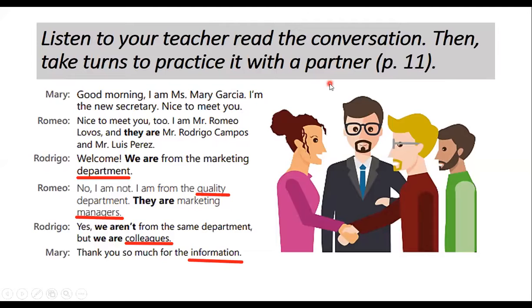Good morning. I am Miss Mary Garcia and the new secretary. Nice to meet you. Nice to meet you too. I am Mr. Romeo Lobos and they are Mr. Rodrigo Campos and Mr. Luis Perez. Welcome. We are from the marketing department. No, I am not. I am from quality department. They are marketing managers. Yes, we are from the same department, but we are colleagues. Thank you so much for the information.